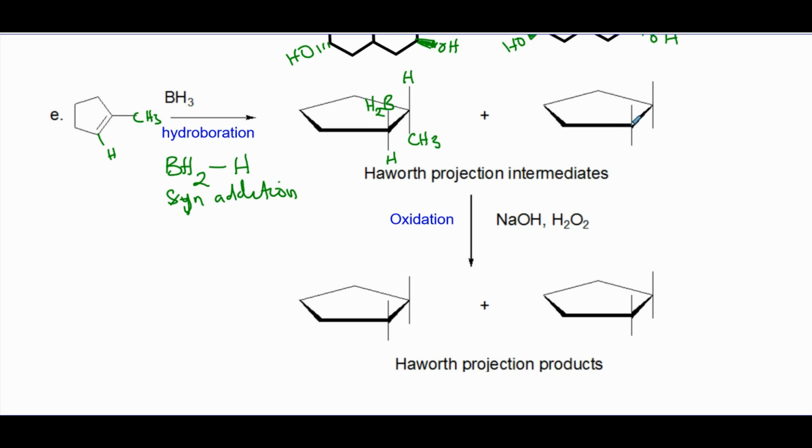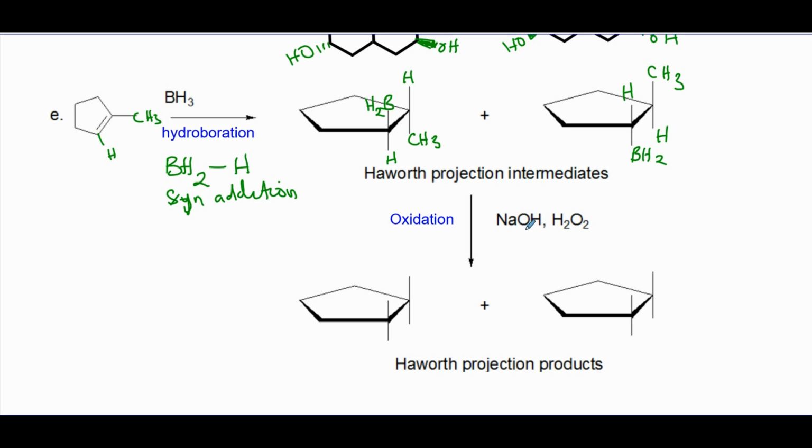The intermediate for this, the other option that you get, is if you're adding BH2 and H from the bottom, flashing the H and CH3 to the top. So BH2 here, from the bottom, flashing H up, and H here, flashing CH3 up. So that's the hydroboration step, giving you the intermediates. Of course, they are enantiomers.